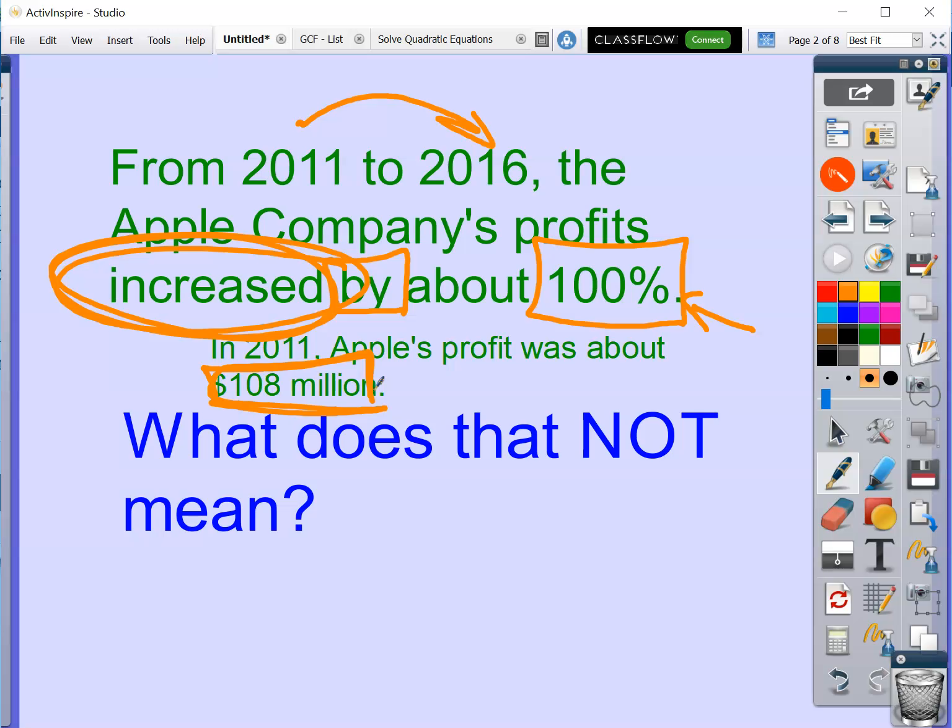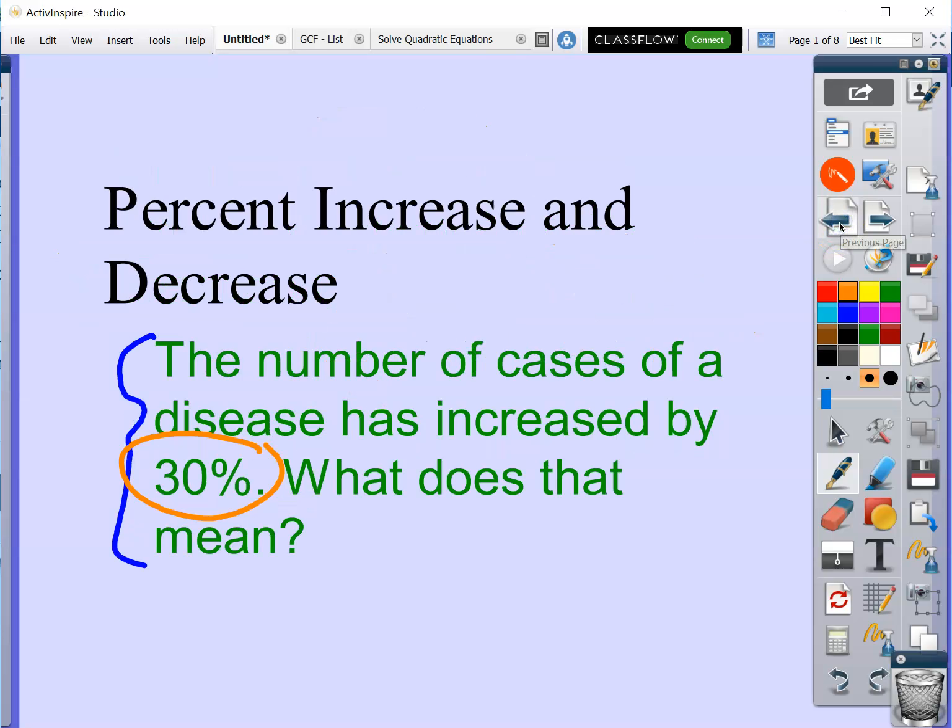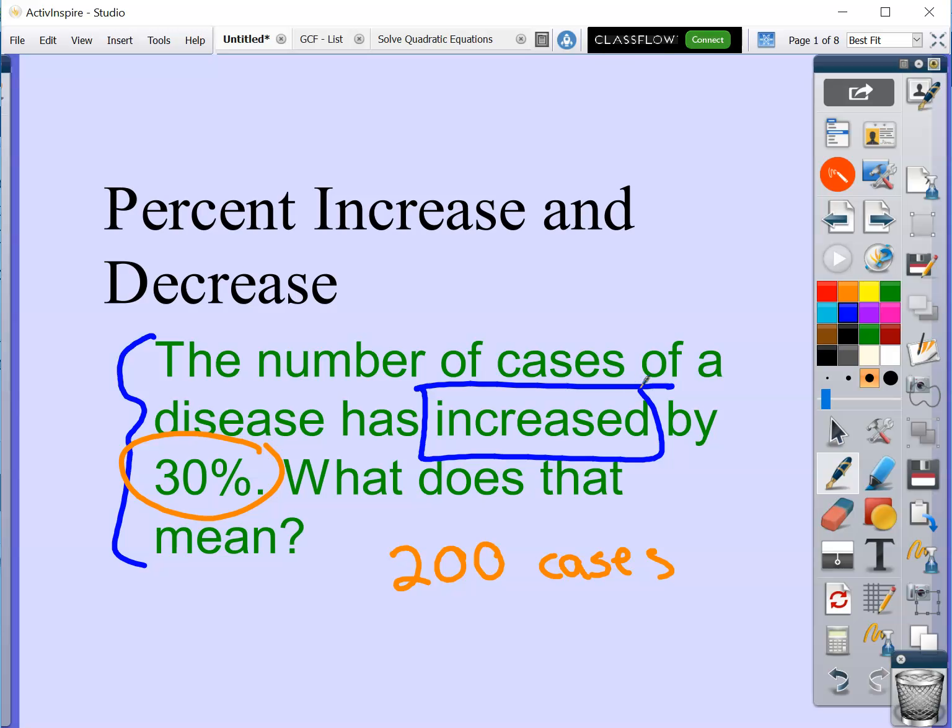Okay, so when you talk about an increase or a decrease of something, that means the change is whatever percent this was of the starting amount. So let's look back at that previous one. When I say that the number of cases increased by 30%, here's what I really mean. Let's suppose that there were 200 cases before, and then it increased by 30%. What that means is that it went up, and the amount it went up was 30% of the original.